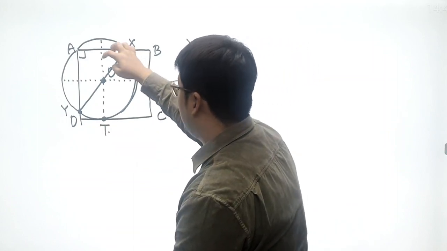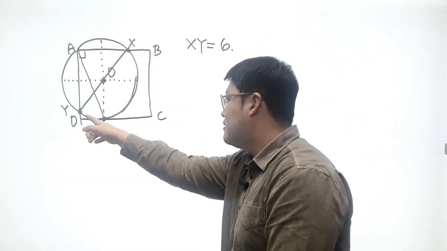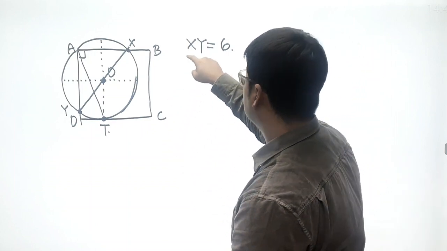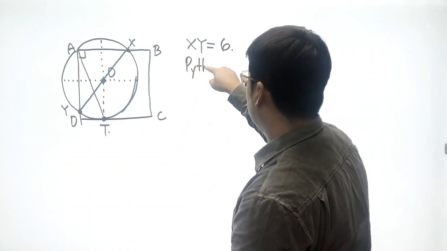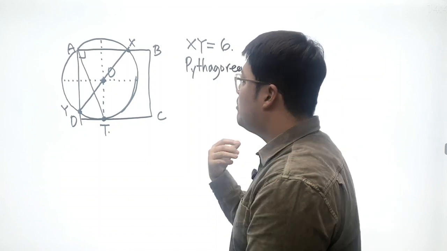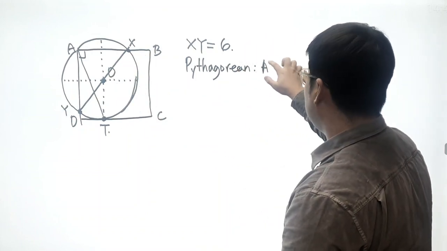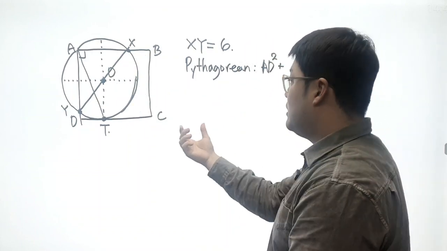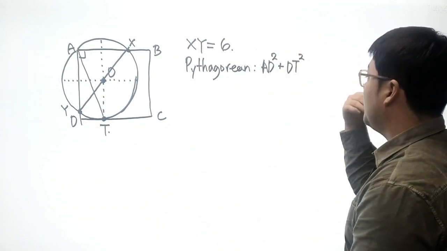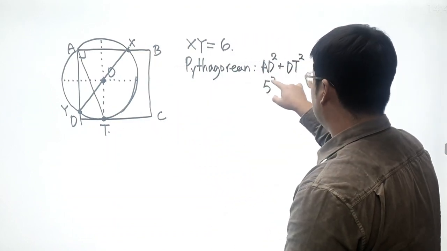Check this out, I need to find AT. In order to find AT, and I understand that these are 90 degrees, I have to use the Pythagorean theorem, right? To use the Pythagorean theorem, it's best if I know what AD is, and it's going to be great if I know what DT is. That is what we need to know. So what do I know about AD? Well, I know that that becomes 5 squared.